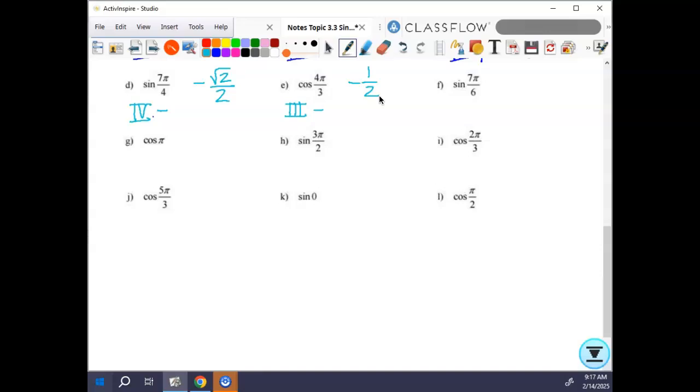7 pi over 6. What quadrant are we in? Third. Positive or negative? Negative. And so that's a negative sine of pi over 6, which is 1/2. We good? Now, if you're rusty, but you're getting a little better as we go through this, great. We're just going to go through all these together quickly, because I want you to see how quickly you should be able to think through it. And if you can't, we need to practice.